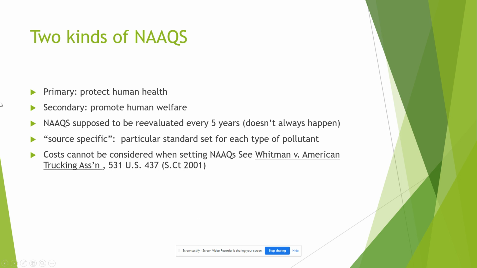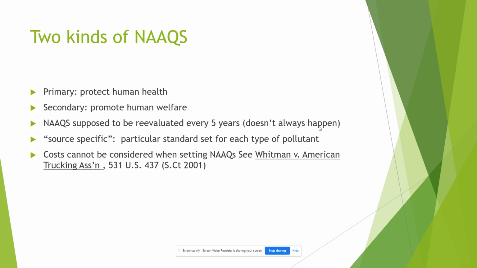There are two kinds of national ambient air quality standards. The first one is to protect our health. And then the second one, the secondary standard, is to protect human welfare. The EPA is supposed to reevaluate the NAAQs every five years. They don't always do it every five years. And NAAQs are source specific, and it's not like each of these pollutants has the same standard, right?